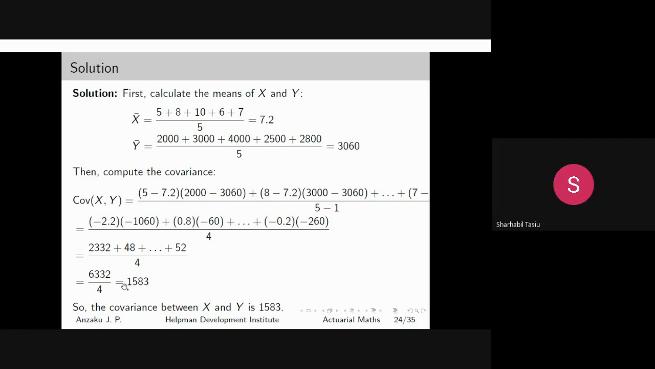So this looks straightforward, right? Very. That's what I'm saying. The only thing was the reminder of why we're taking one away. If you go back to the formula, you're doing exactly what the formula says there. So here we now have the covariance between x and y as 1,583.